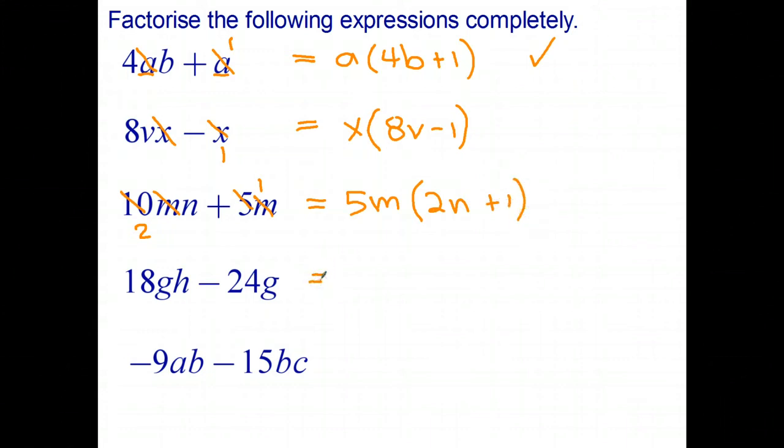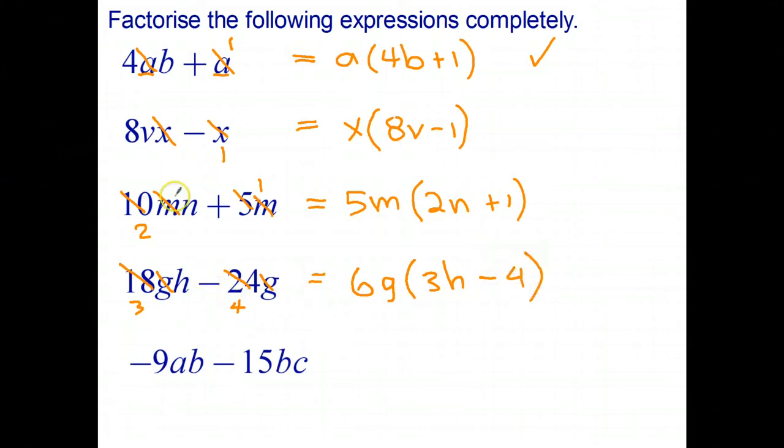Okay, next question. Okay, 18 and 24. The highest common factor of 18 and 24 is 6. And that leaves a 3 there and a 4 there. G is also a common factor, so I write the G on the outside. And that leaves in brackets 3 times h is 3h minus 4.